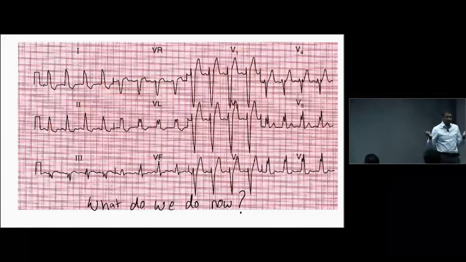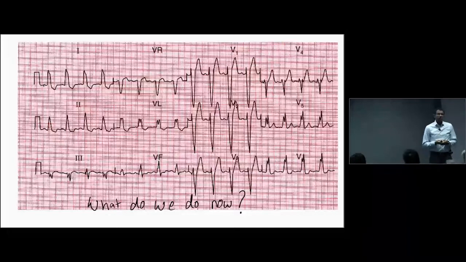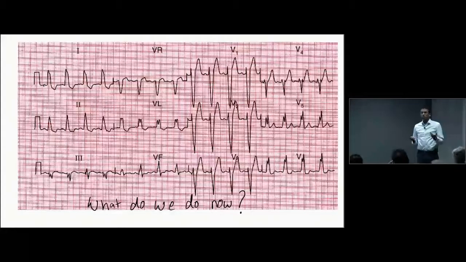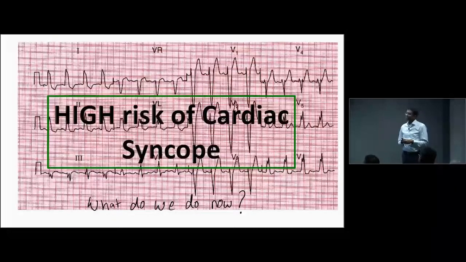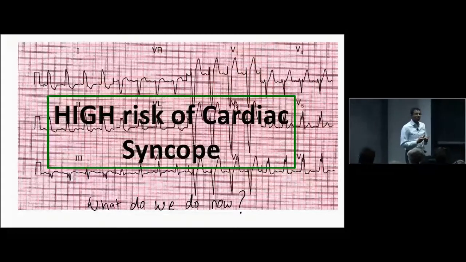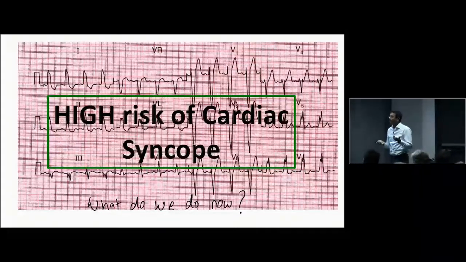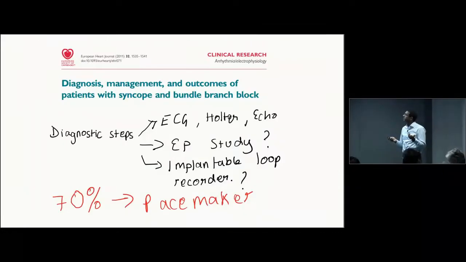But I guess this guy's walked in a month post. So it's great to work through all of those things. Obviously, as with all of these things, I've got a cut-through kind of message. One is that a left bundle branch block with syncope is automatically a high-risk patient for cardiac syncope.